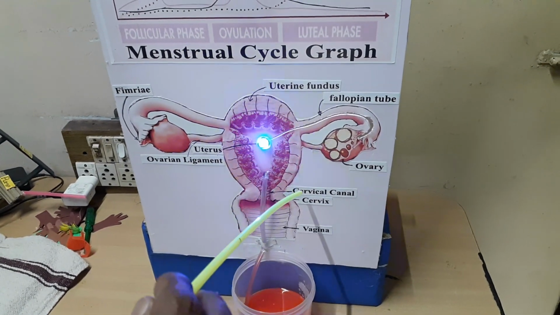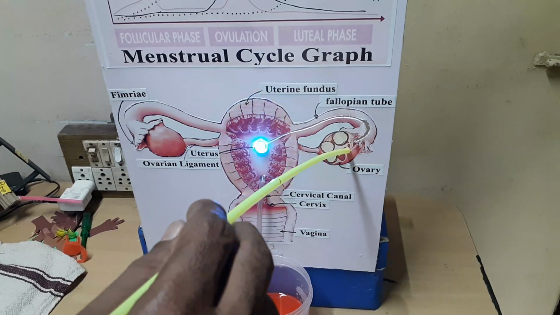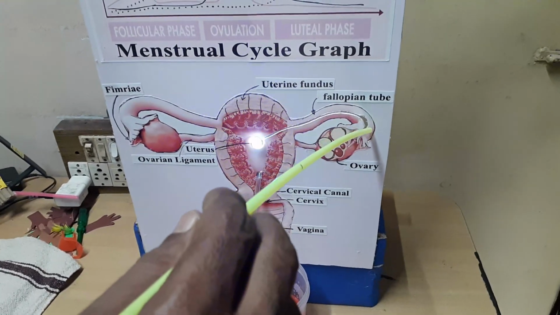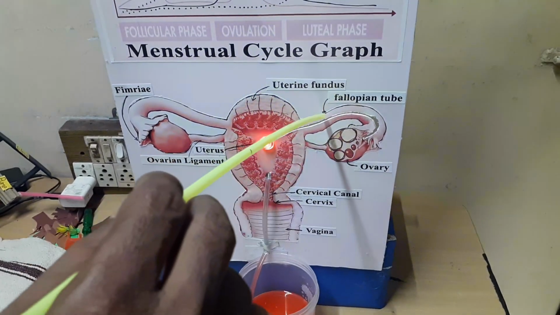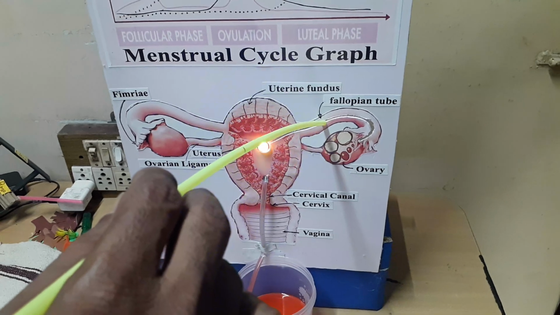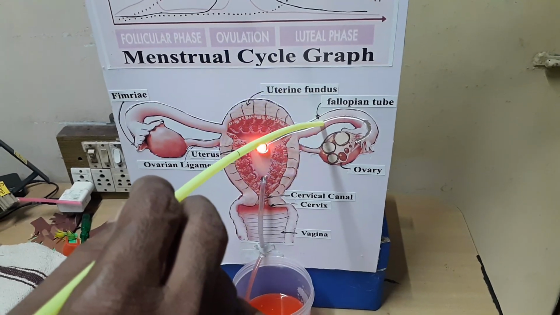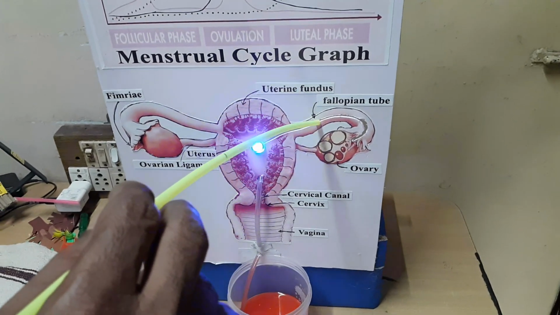After releasing the egg at day 14, the egg arrives at the ampullary-isthmic junction. It's here where it rests for another 30 hours. Fertilization occurs in this portion of the tube.